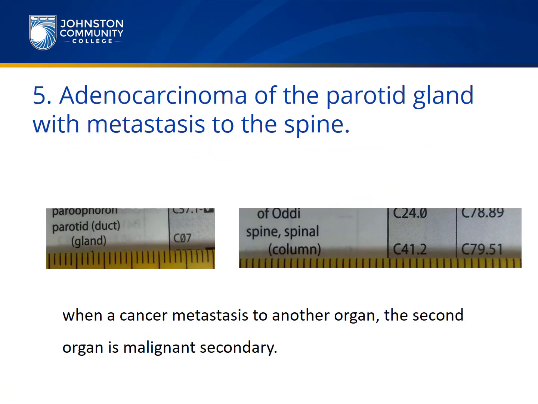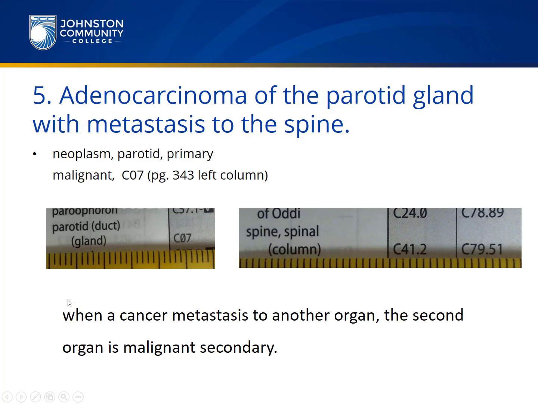Alright, question 5. Adenocarcinoma of the parotid gland with metastasis to the spine. So as you can tell by the pictures here, the first thing we're going to code is our primary malignancy, which is our parotid gland. So on page 343 in the left column, you will find parotid duct, and then under it you find the gland. And then because it's primary, we're using that first column, so that gives us our C07.